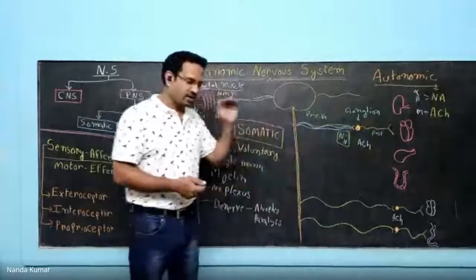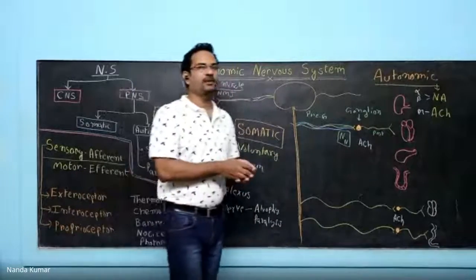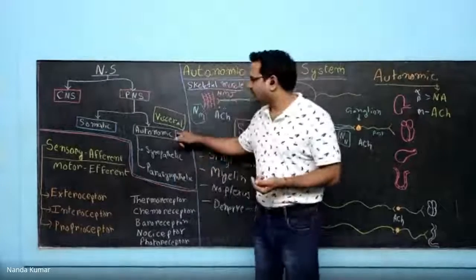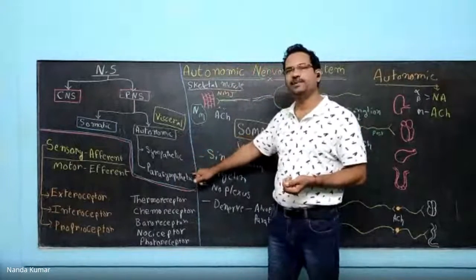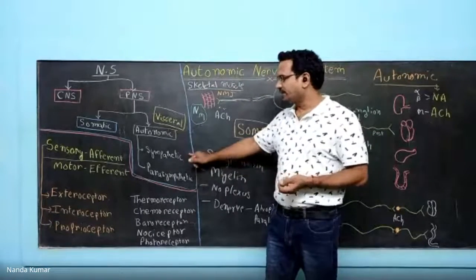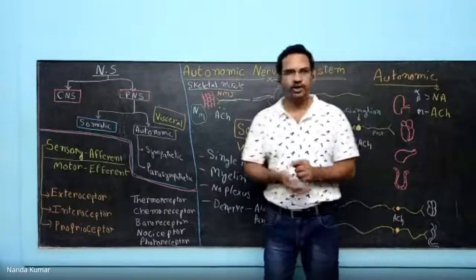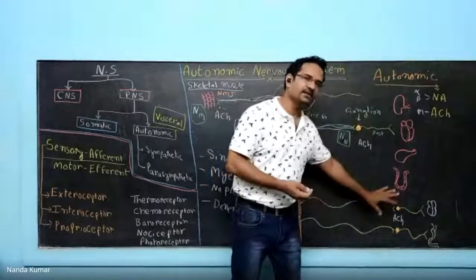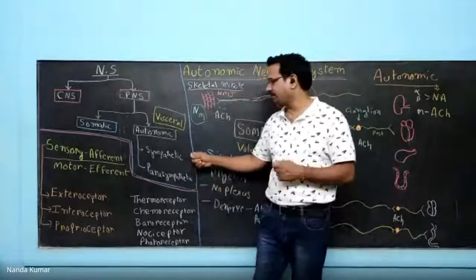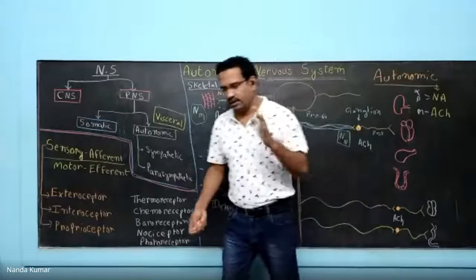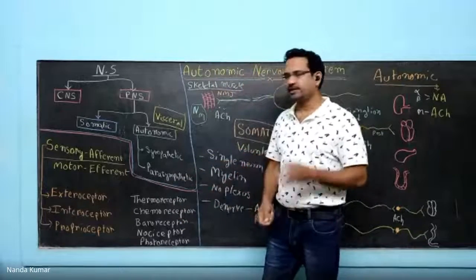Automatic and autonomic. Now let us see the branches in the autonomic nervous system. In the autonomic nervous system, you have sympathetic and parasympathetic systems. The division into sympathetic and parasympathetic is based on anatomy. Anatomy means how these neurons are arranged. Based on that, they are divided into sympathetic and parasympathetic. Let me explain the words sympathetic and parasympathetic.